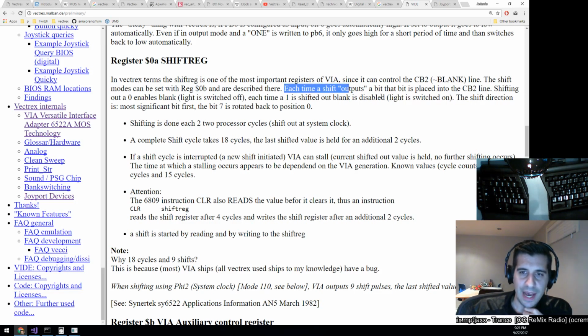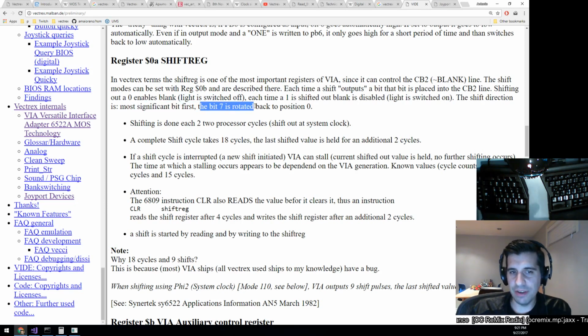Each time a shift outputs a bit, that bit is placed into the CB2 line. Shifting out a 0 enables blank, light is switched off, and each time a 1 is shifted out, blank is disabled, light is switched on. Okay, we know that. The shift direction is most significant bit first. The bit 7, see this is weird, the bit 7 is rotated back to position 0.